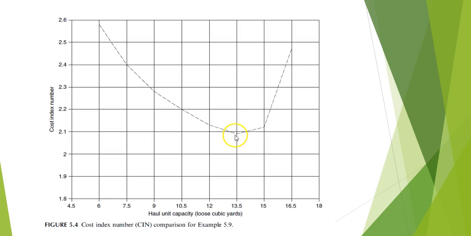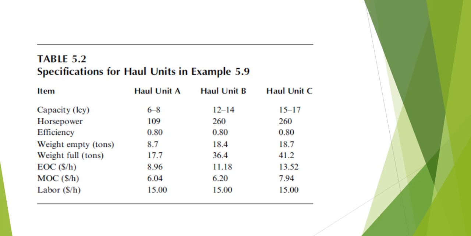So if you're looking to find the lowest price, you're going to look at a vehicle that has that 13.5 yard load. And if we go back to table 5.2, we'll see that haul unit B has a capacity in that particular cost range. So haul unit B is actually the most efficient vehicle to use in this case.